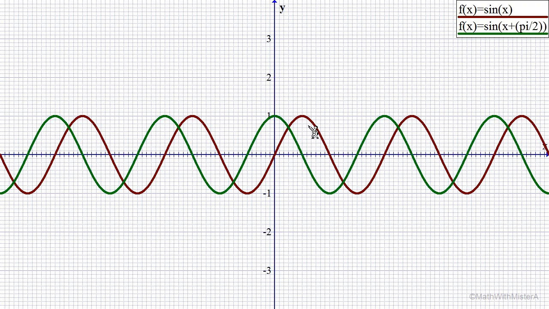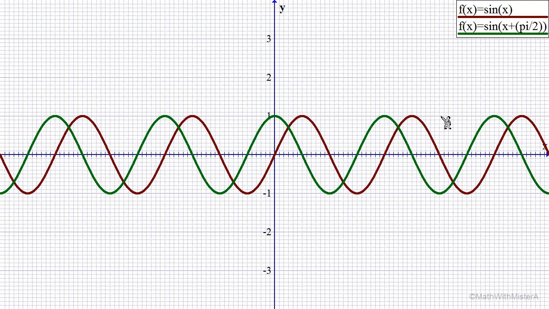We're looking at our base function sine x in maroon, and in green we have a C transformation. We have added pi over 2. It's added, so we're looking for a shift to the left, and we do see that the graph in green is shifted left of the maroon graph, and by how many units? Pi over 2, that's 90 degrees. So I could see a shift of 30, 60, 90 degrees. Every point that I see on the maroon graph, if I shift it left by 90 degrees, I will land on the green graph.